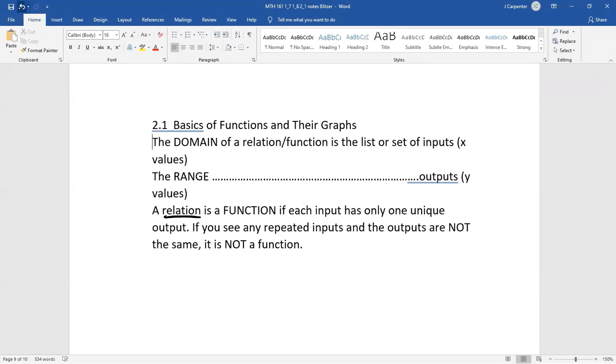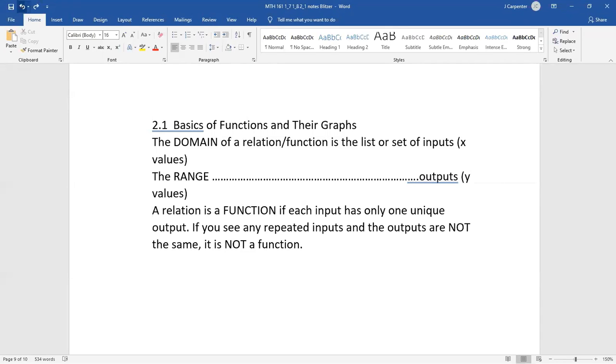So a relation, in other words, an equation. When we say a relation, we just mean an equation like y equals 3x plus 5. That would be a relation, but it is also a function for reasons. Or if I said y equals x squared minus 7, that would be a relation, which is also a function. If I had something like x squared plus y squared equals 9, that is a relation, but it's not a function, and we'll get into why that is in a bit. So the equation we're looking at is a function if each input has only one unique output.